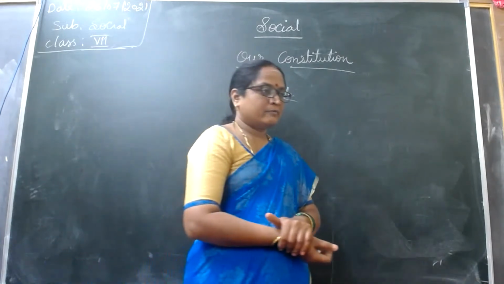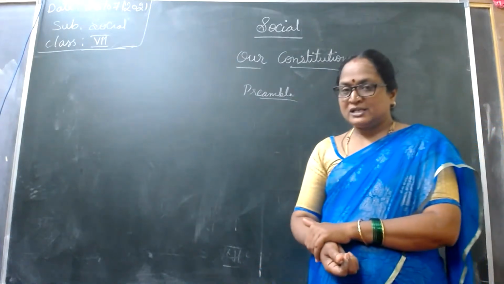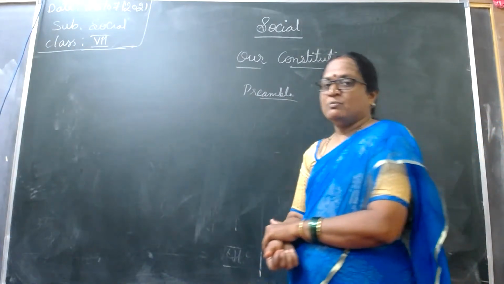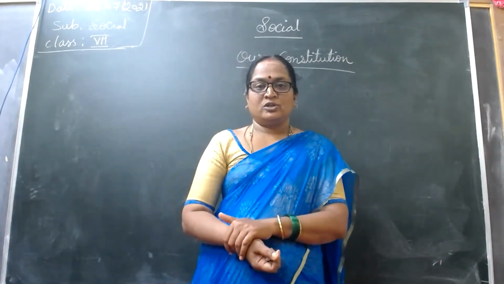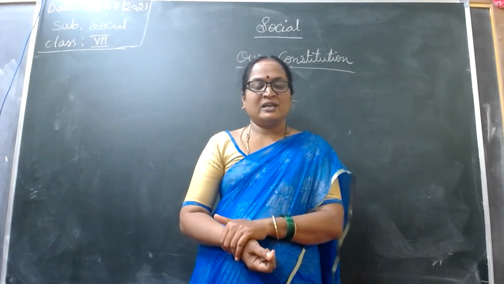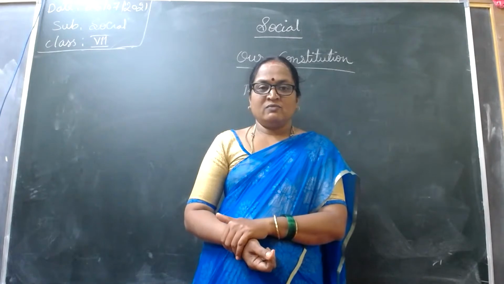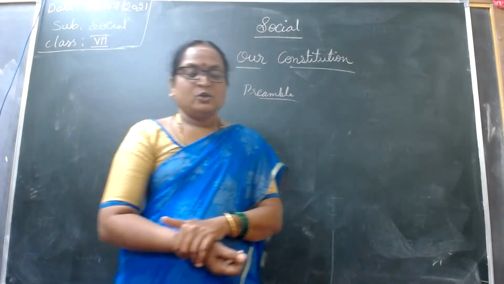Independent judiciary: the High Court and Supreme Court have their own powers. No one has the power to question the judgment of any court. The Supreme Court judgment is the final judgment, the final decision, and everyone should obey the rules and regulations.